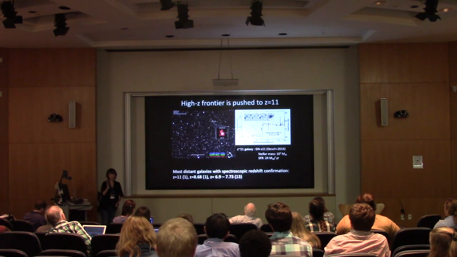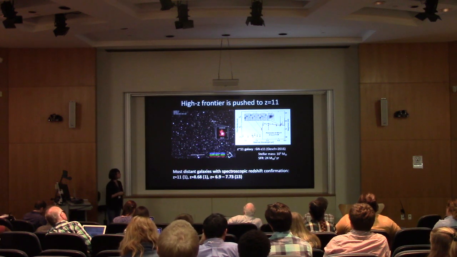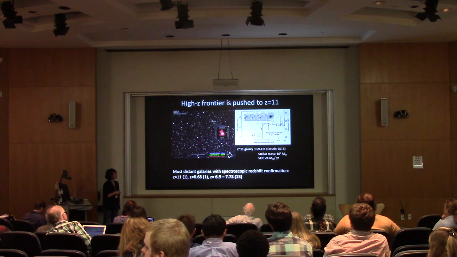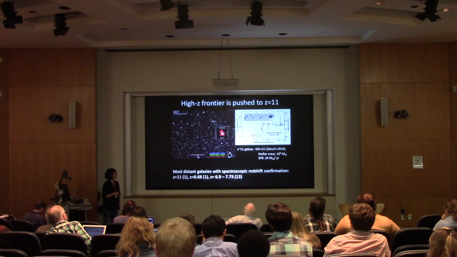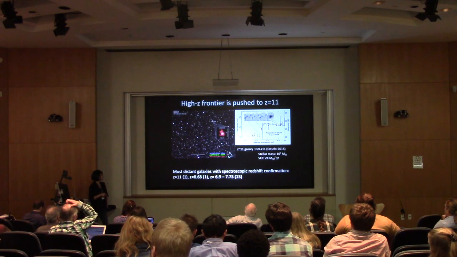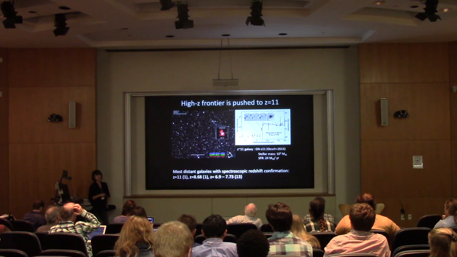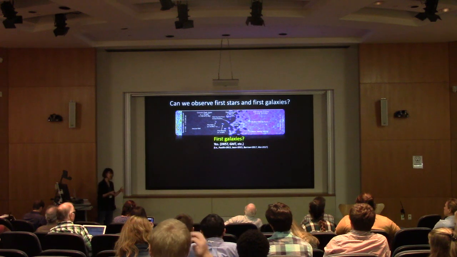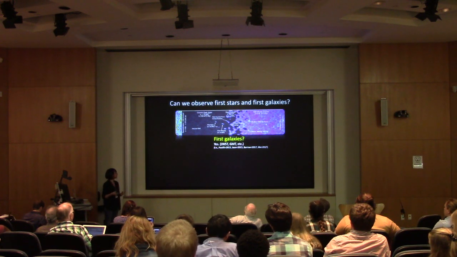The most distant galaxy discovered so far is at around redshift 11, which we call GN-z11. It is a quite massive galaxy with a stellar mass of 10^9 solar masses. In addition, we have 14 additional galaxies with spectroscopic redshift confirmations larger than redshift 6.9. So we already have a small sample of high-z galaxies, and we're going to observe more first galaxies from GMT and other telescopes.